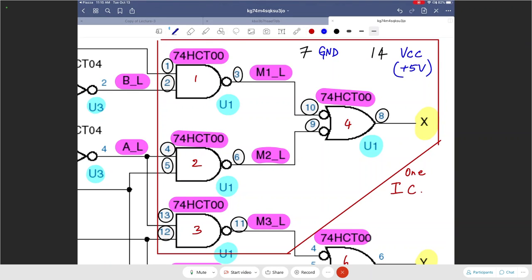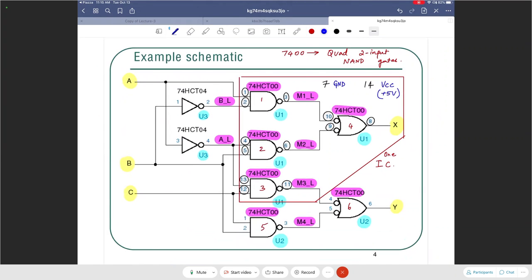Is this an optimized schematic? No, this is just an example schematic. So it is just an example of a certain function which has a couple of NOT gates and a bunch of NAND gates.